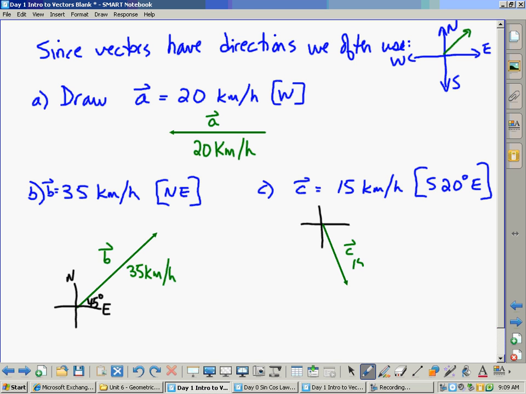Since it's south 20 degrees east, this angle right in here is 20 degrees. Remember, when describing vectors, always describe it as north or south first, then move to the east or west. I don't want you to say east 70 degrees south. Start with your south and go 20 degrees east.